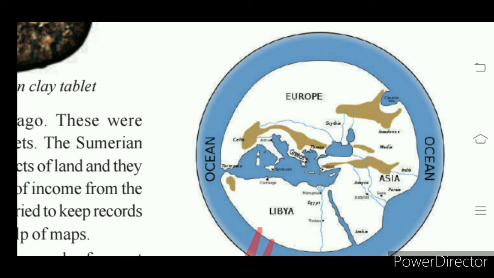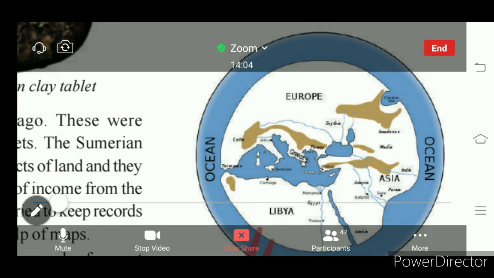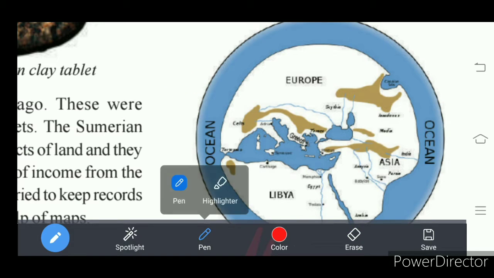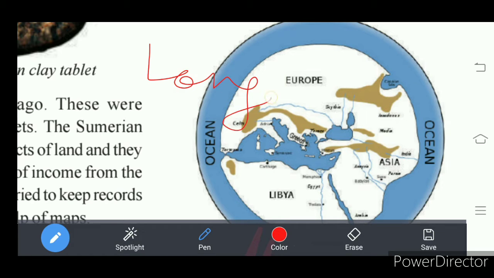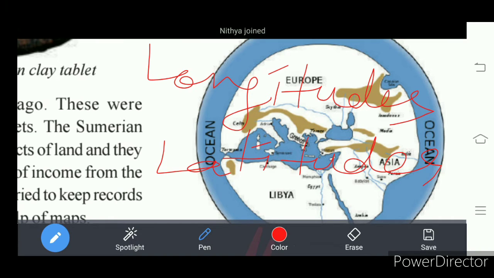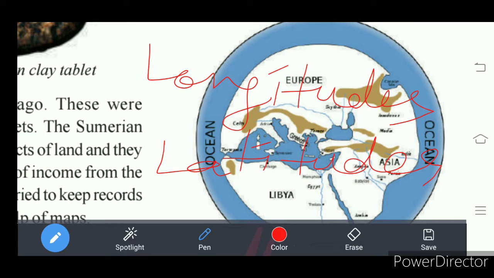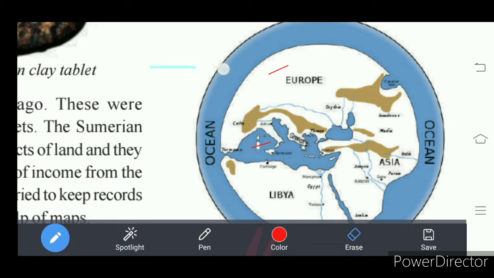So first, the Greeks, they tried to make maps accurate with the help of longitudes and latitudes. Which one? Longitudes and latitudes. Latitudes and longitudes help in identifying a place accurately. Longitudes and latitudes form what we call a grid.